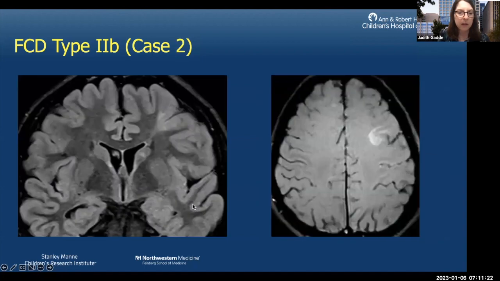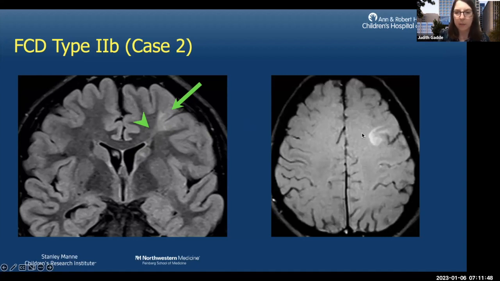So this is more of that classic example of transmantle dysplasia. Here on the left, we have a coronal T2 flare, and we can see that abnormal T2 flare hyperintensity in the subcortical white matter. And then with the green arrowhead here, we're pointing towards that tapering of the abnormal signal towards the ipsilateral frontal horn. So this is that, again, transmantle dysplasia.